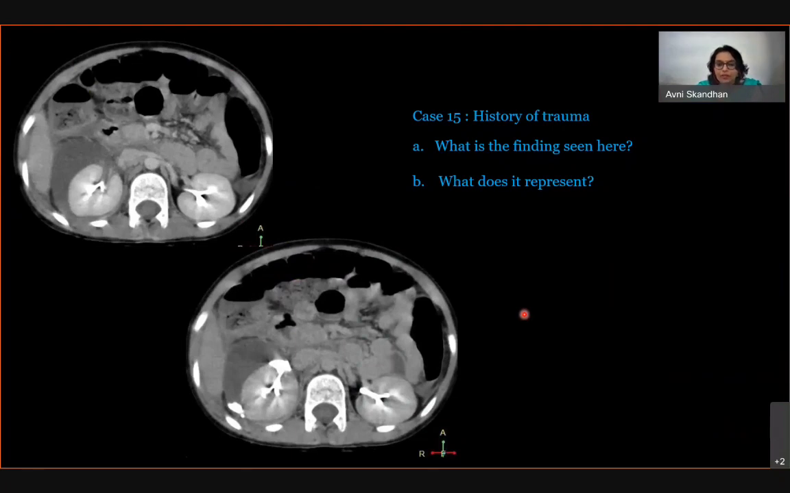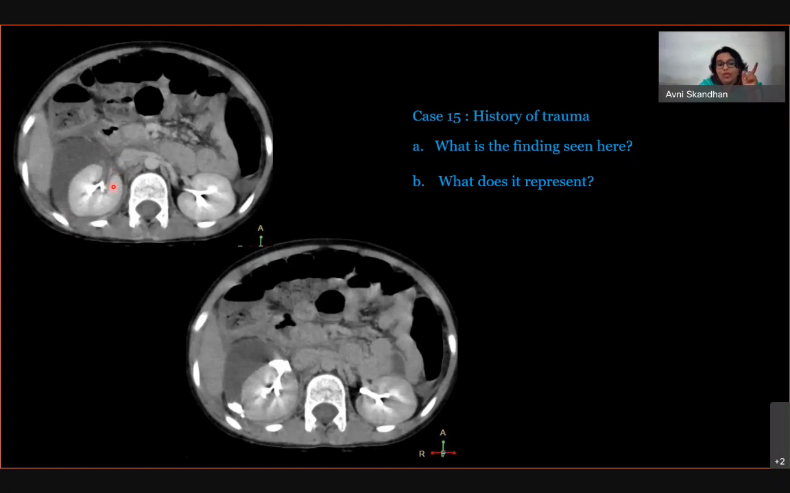What is the finding that you're seeing here? There are many people saying laceration. Where are you seeing the laceration? Perinephric hematoma, subcapsular. Yeah, if you look only at this image and report, you're going to see that there is a collection around the kidney. You know, there's something happening. You might mistake it for a hematoma.